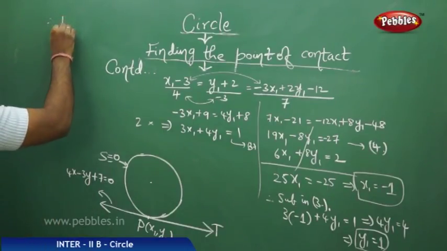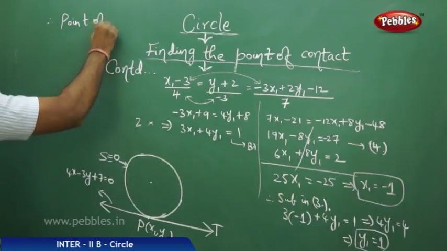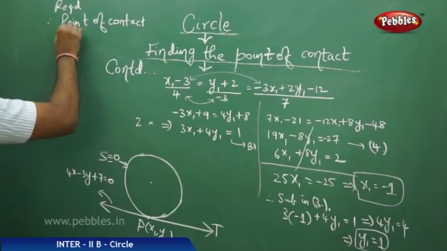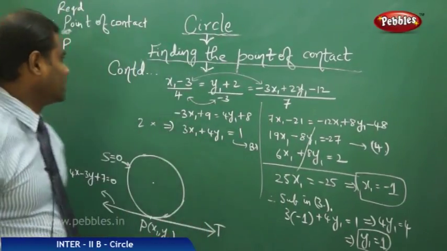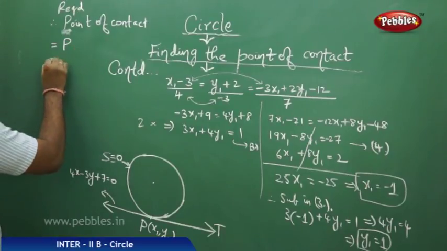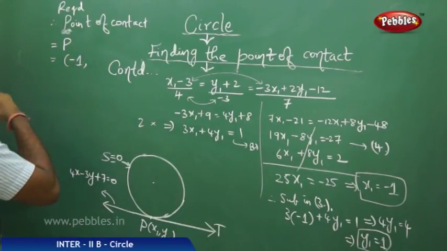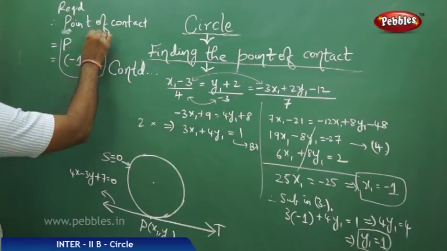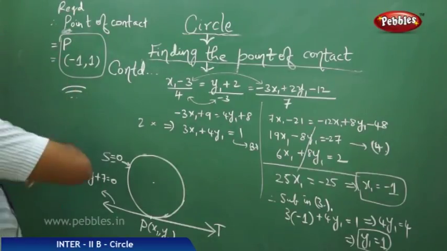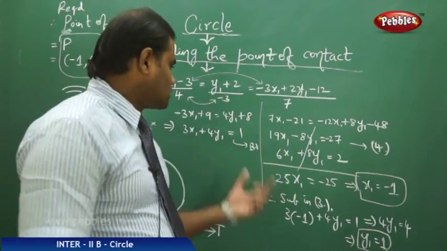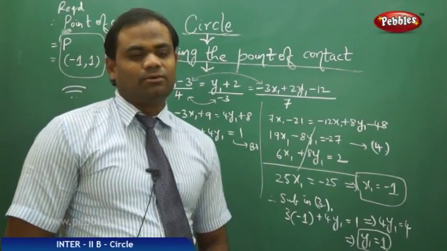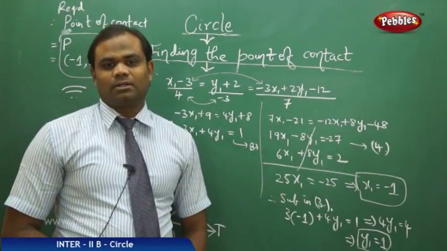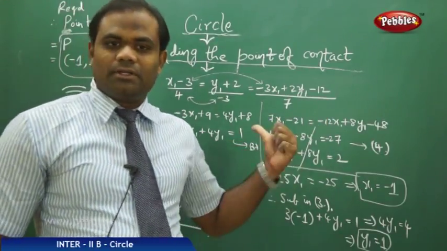Therefore, the required point of contact is P, which is x1, which is -1, and y1, which is 1. So this is the required point of contact, which we find using the concept of S1 equal to 0 and the proportion which gives the values of x1 and y1. The point of contact can be found in this method.